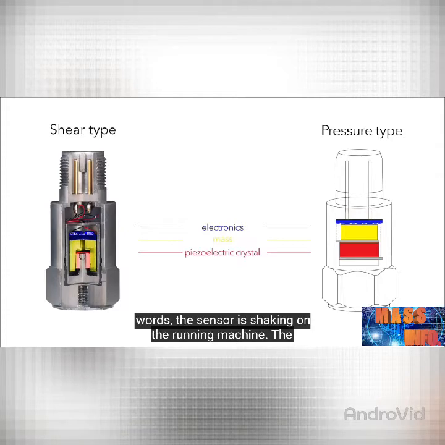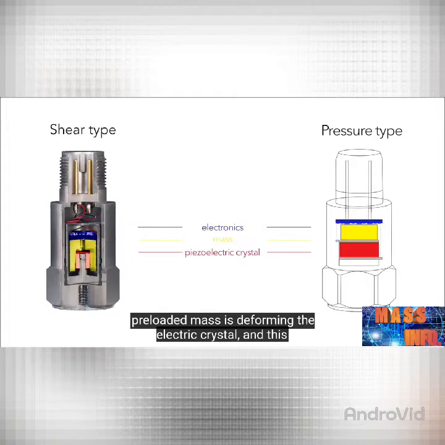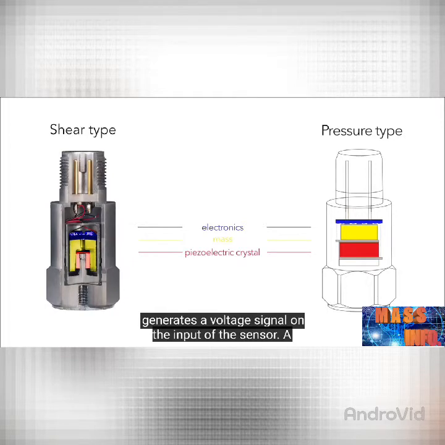In other words, the sensor is shaking on the running machine. The preloaded mass is deforming the piezoelectric crystal, and this generates a voltage signal on the input of the sensor.